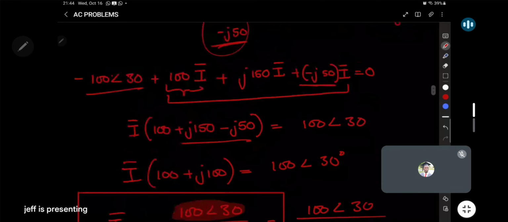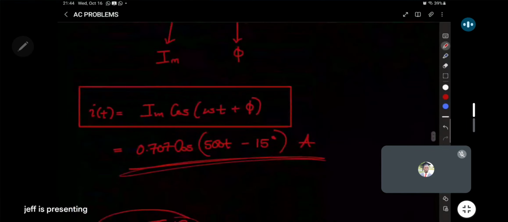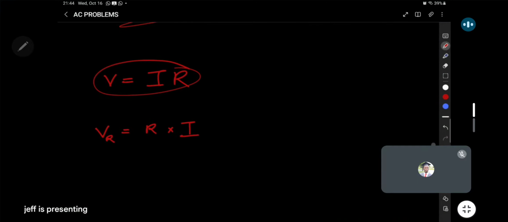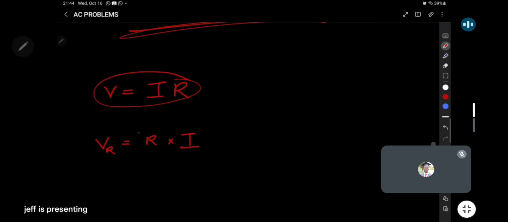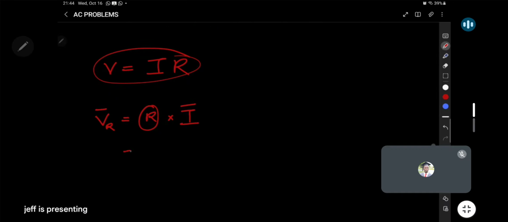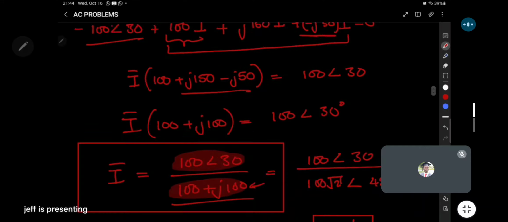Simplifying our life, since we have the phasor current passing through each element, we can get the corresponding phasor voltage drop across each. In other words, to find the phasor voltage drop across the resistor, we'll multiply the resistance value with the phasor current across the resistor. The resistance value, when we check, is 100 ohms.